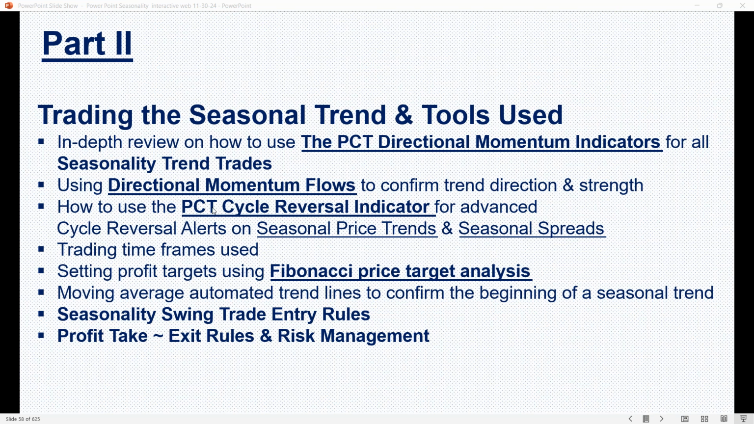And then the other really important thing is using Fibonacci. So we go through the seasonality statistics, and then we're going to look for the seasonal trend, and then we're going to help to trade that trend. We're going to use our profit targets. We're going to use Fibonacci price target analysis. So we'll go through how that's done in the course, and then we're going to also incorporate moving averages, which I refer to as automated trend lines, to confirm the beginning of seasonal trends as well. So there are specific rules that I use that we'll go through how to apply those to the seasonal trend.